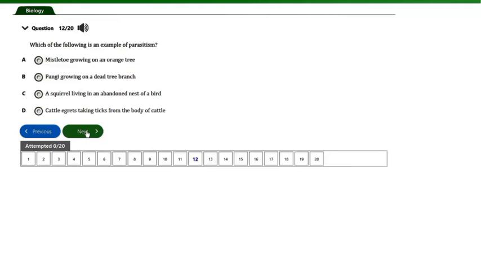So guys, out of these options, the one that seems to be a parasitic relationship is mistletoe growing on an orange tree, because the mistletoe that is growing on an orange tree will penetrate the branches of the tree, and then they absorb water and nutrients from these host plants, thereby causing harm to the plants and yielding no good to the plants. So guys, the answer to this question is option A.